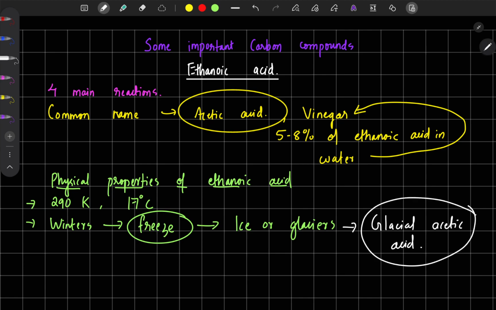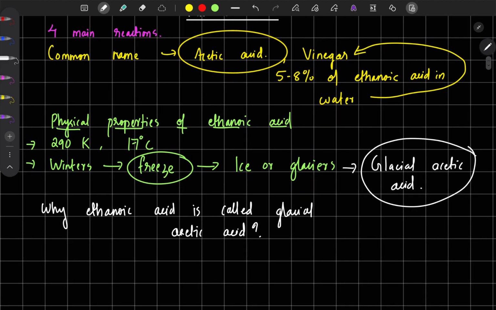So this question can sometimes be asked in your examination for 1 mark: why is ethanoic acid called glacial acetic acid? So you should be easily able to write it. And one more physical property of this ethanoic acid is that it is a weak acid. Okay, you can write it is a weak acid.